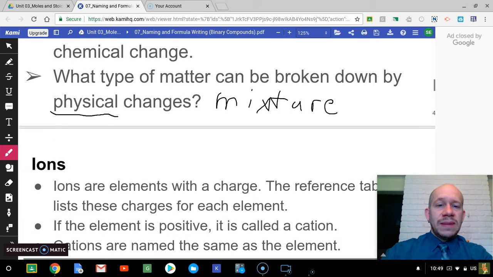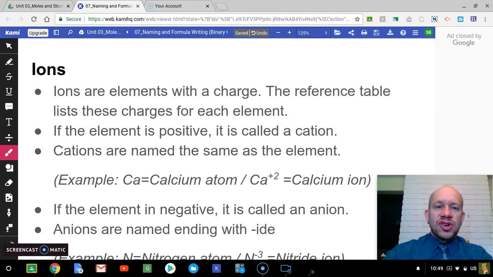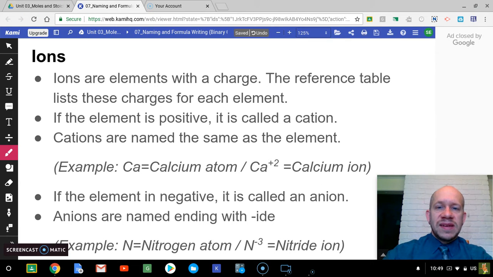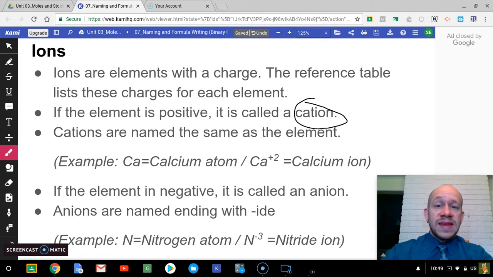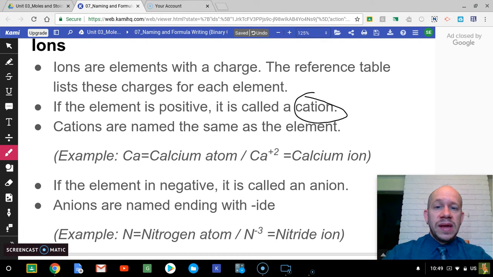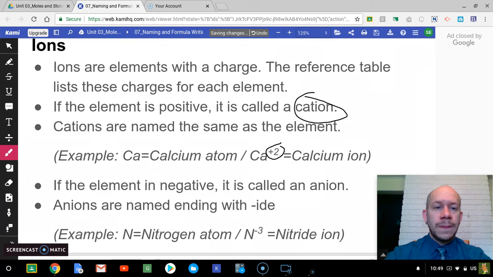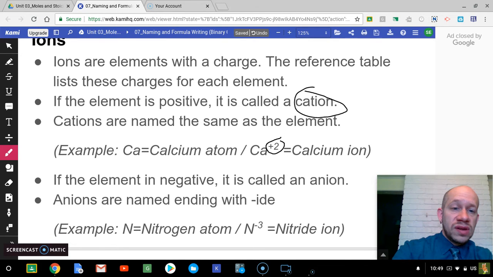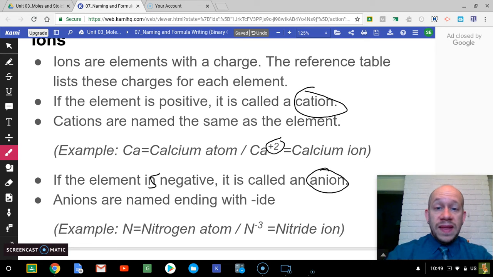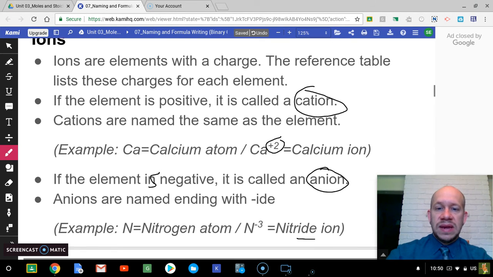So ions are elements with a charge. The reference table lists these charges for each element. If the element is positive, it is called a cation. Cations are named the same as the element. For example, a calcium atom, if I create an ion, a charged particle, it will be a calcium ion. This +2 tells me it is an ion. If the element is negative, it is called an anion. Anions are named ending with IDE. So for example, a nitrogen atom, if I create a nitride ion, notice I've changed the ending of nitrogen to IDE and named it as an ion.